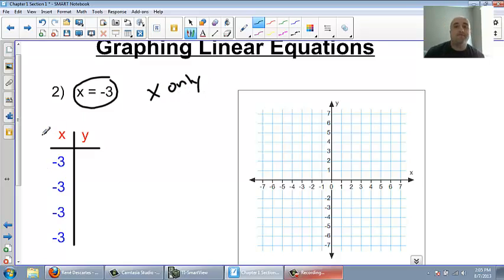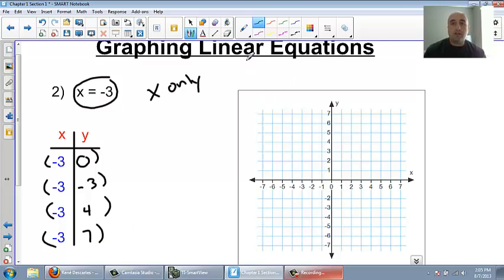And if you notice, in our table, all the x values are the same. All the x values are negative 3. So it really shouldn't matter what we put in for our y's because x never changes. Okay, so I'm going to put some numbers in here. Let's do 0. Let's do negative 3. Let's do 4. And let's do 7. And once again, please do not forget that these are ordered pairs, xy values that go on our Cartesian plane.